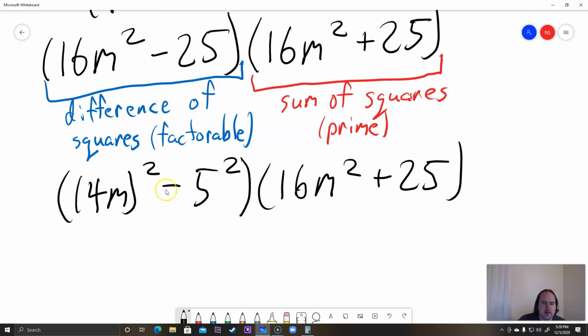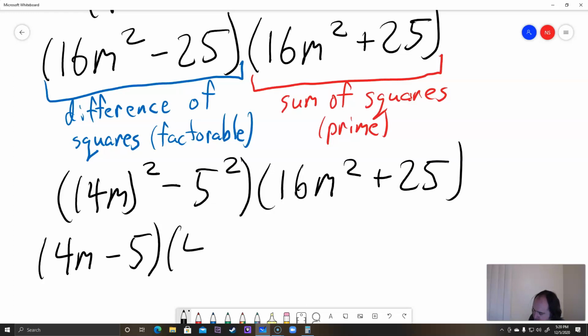Okay? And then to factor this first factor, we write it as the first thing plus the second thing times the first thing minus the second thing, or vice versa. Sorry, I said it in the wrong order. But remember, when you're multiplying, the order doesn't matter. So I'm going to rewrite this as the first thing minus the second thing, so 4m minus 5, times the first thing plus the second thing. So that's 4m plus 5.